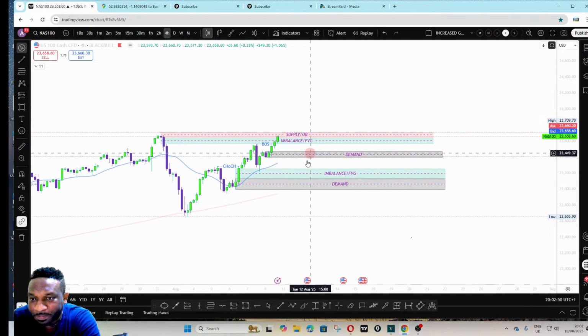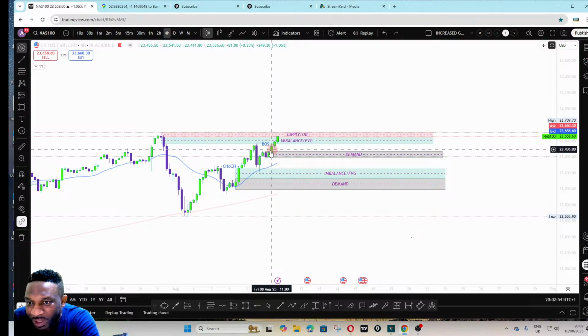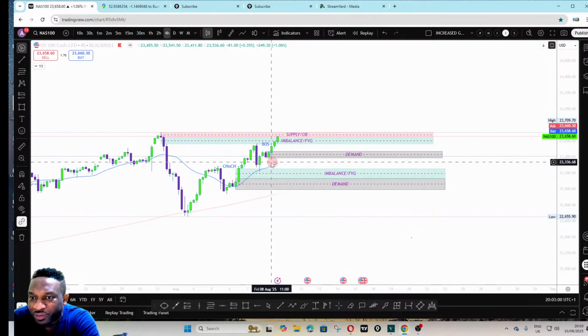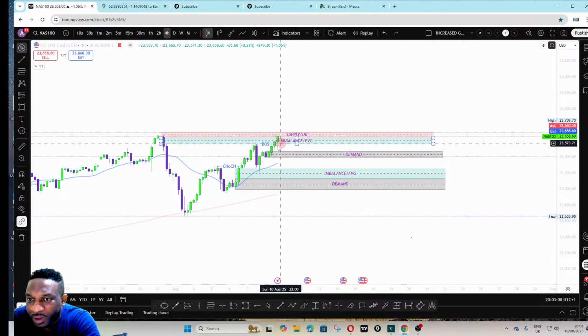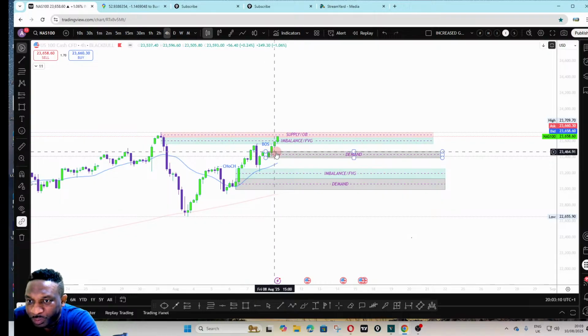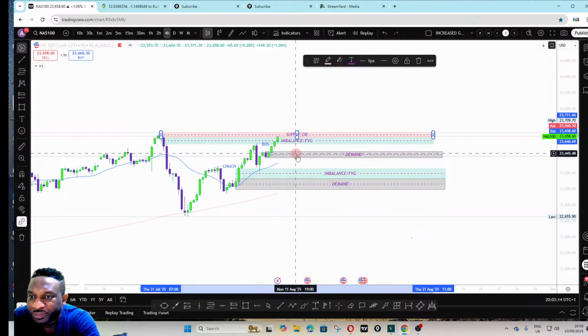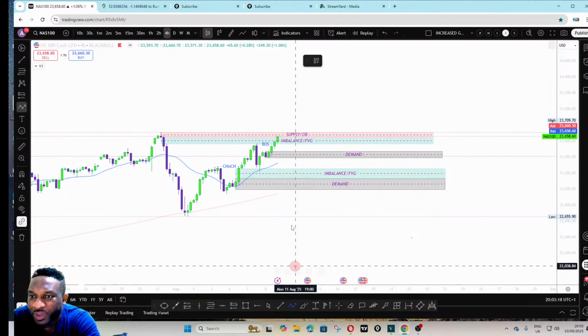So anytime you identify that, we can also see there's an imbalance attached here. So we could have price trading back into this area. We have a breakout of structure. This is the origin, we can identify it. It is also an imbalance area from here to here. So we could have price pushing down from there.